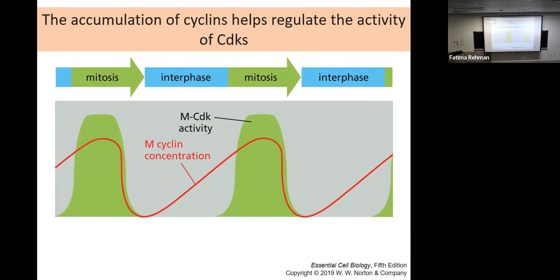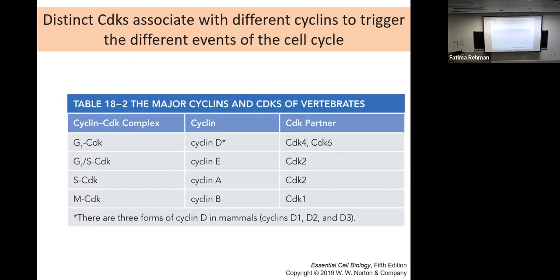So there are cyclin A, B, D, E. Each one controls a different part of the cell cycle. M phase cyclin controls triggering the cell into M phase. So what are these cyclins? There they are, and you are required to know them.